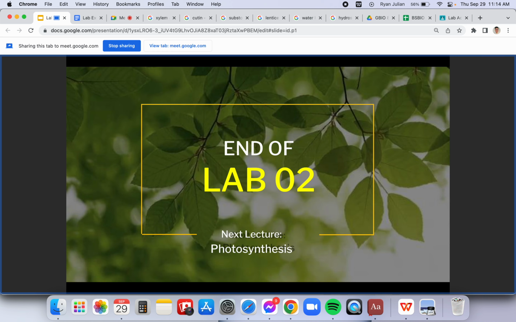So I guess that ends our pre-lab discussion for lab number 2. For our next F2F class, we're going to tackle photosynthesis, which will be on site. So once again, you are required to show up to the university for you to be able to carry out this experiment.